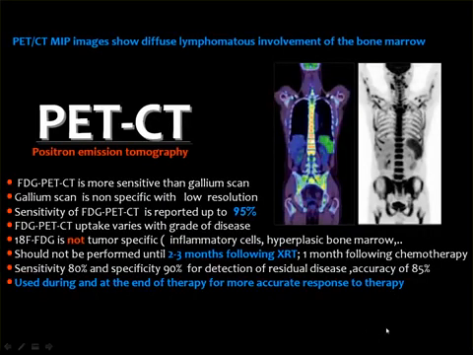PET scan is more sensitive than gallium scan, and PET scan is also rapid in performance compared to the gallium scan, and the lymphoma lesions are metabolically active. What's important is that PET scan is not tumor specific, since it can show metabolic activity in inflammatory lesions and in hyperplastic bone marrow disease.